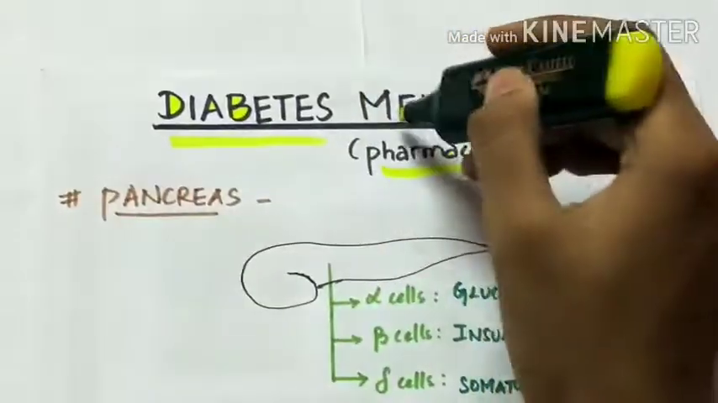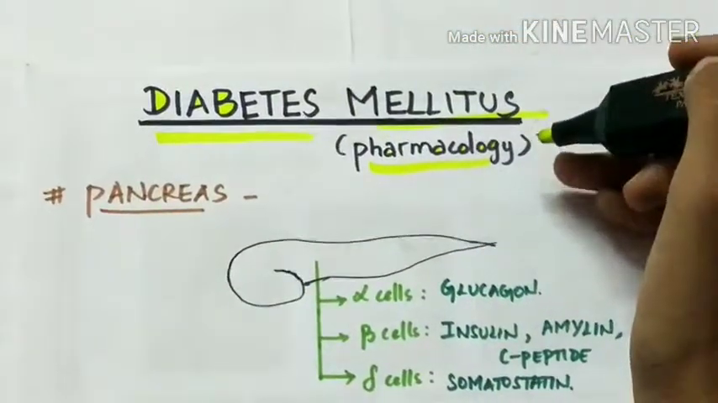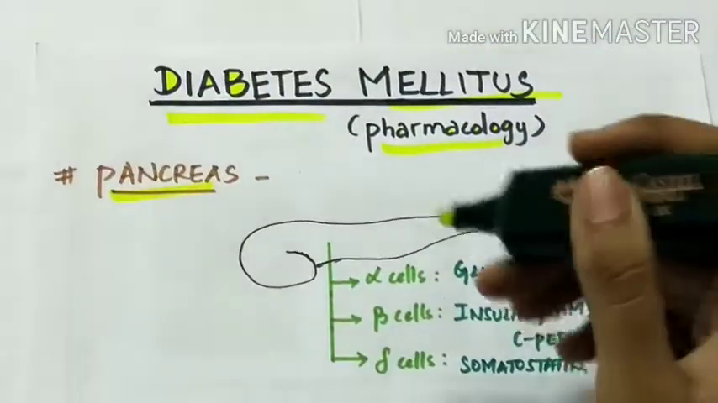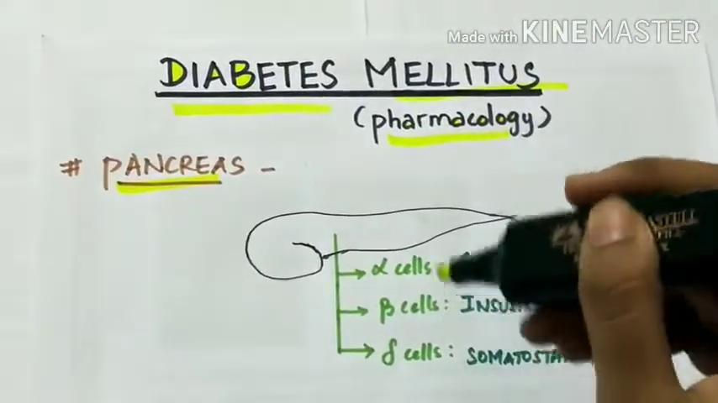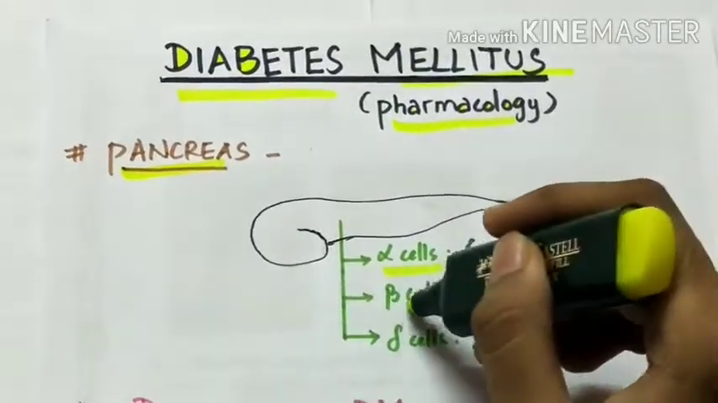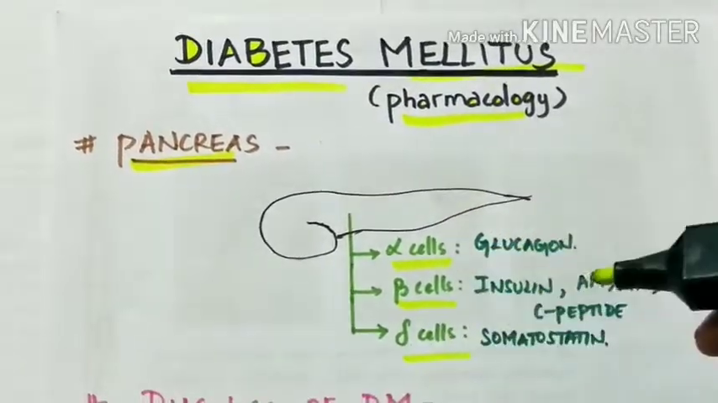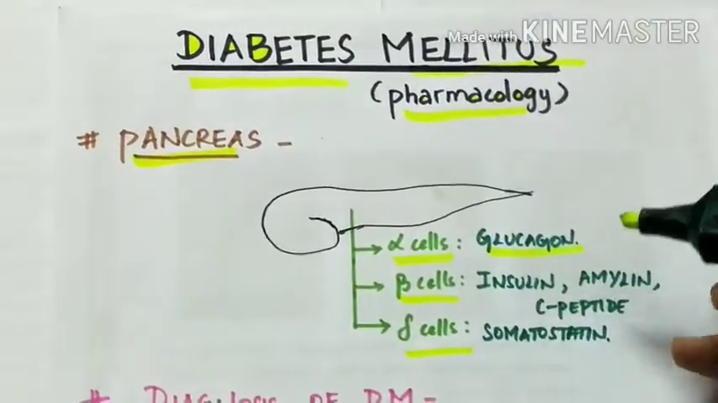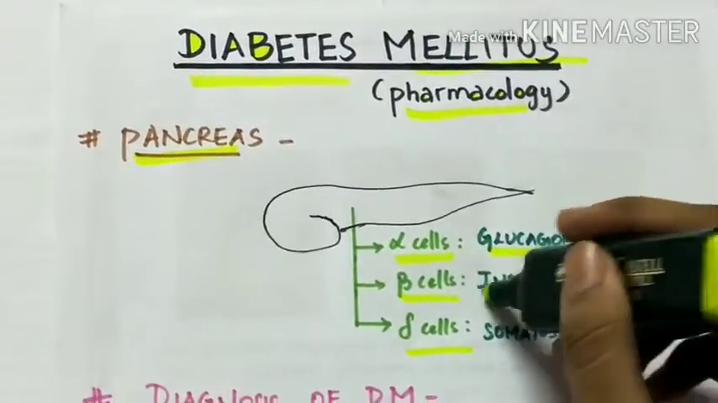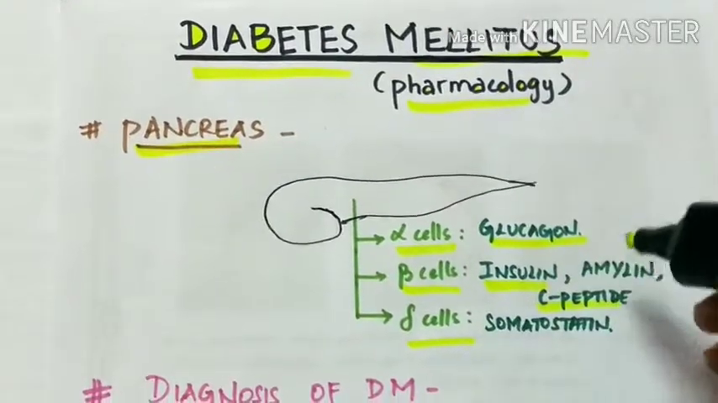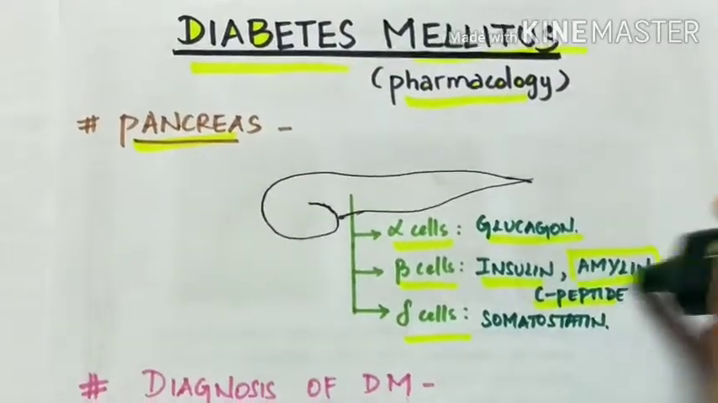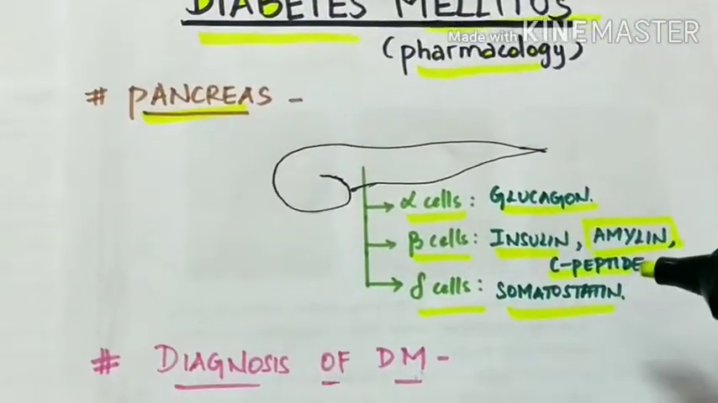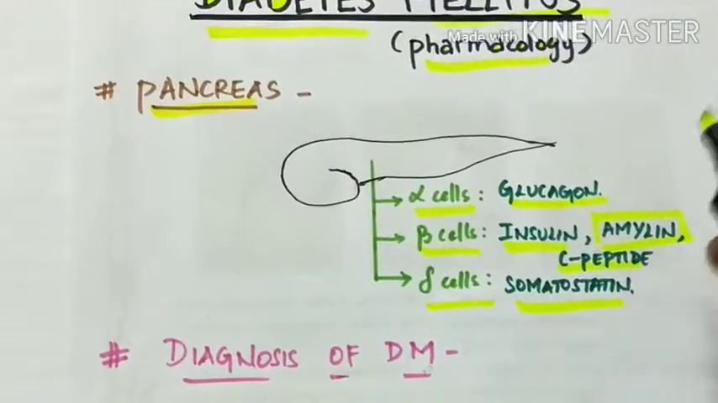Pharmacology of diabetes mellitus. That is the treatment of diabetes mellitus. Pancreas. The pancreas has three types of cells: alpha cells, beta cells and gamma cells. The alpha cells secrete glucagon, beta cells secrete insulin, C-peptide and most importantly amylin. Delta cells secrete somatostatin. This is the structure of pancreas.